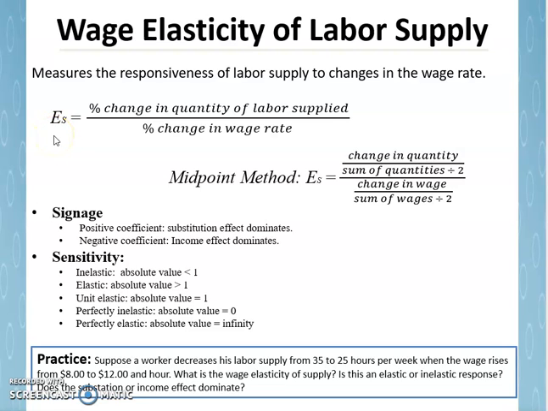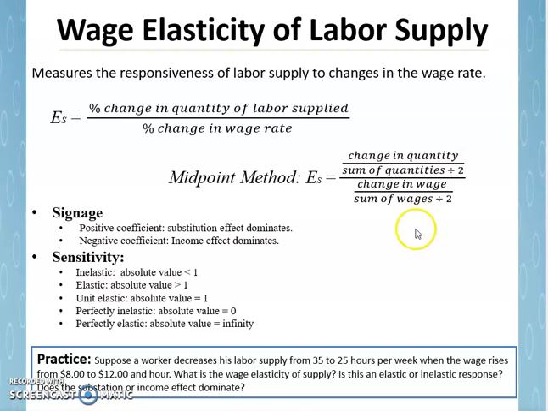However, we often don't have the actual percentages available. We need to calculate them. So that brings up the question of how we are going to calculate the percentages. There are two methods. We're going to focus on what's known as the midpoint method. The midpoint method calculates the percentage change in the numerator with this calculation here, and calculates the percentage change in the denominator with this calculation here.